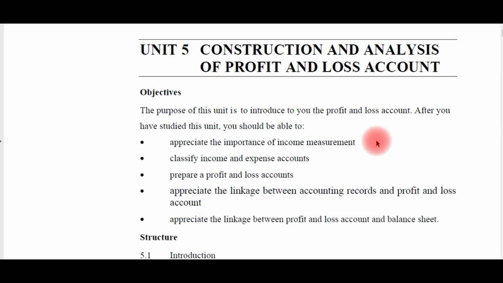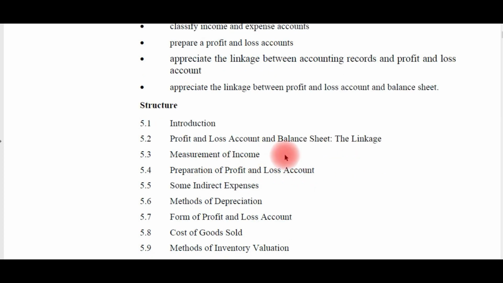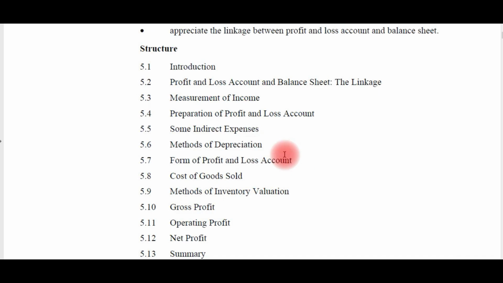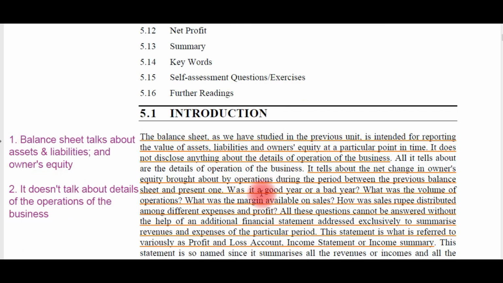In this video, we are starting unit number 5, Construction and Analysis of Profit and Loss Account in block number 2. We are going to study the first two parts: the linkage between profit and loss account and balance sheet, and how to understand the measurement of income. Okay, let's begin the chapter.